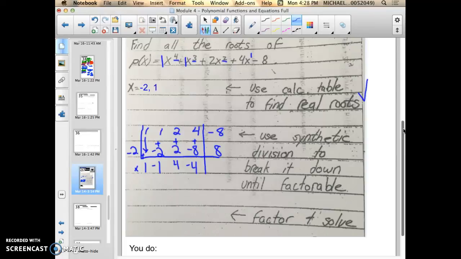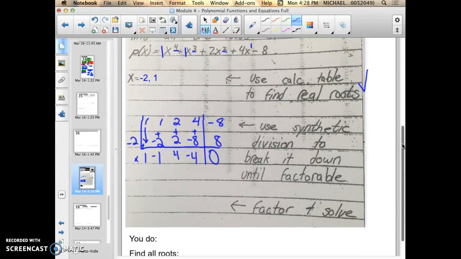At this point, I draw my remainder box. I have a remainder of 0. And I know that's true, and I know that x equals negative 2 is a solution of the function. I found that via the calculator, and I also found it via synthetic division. Now, I've already synthetically divided out negative 2. Now I have to synthetically divide 1 out of there.